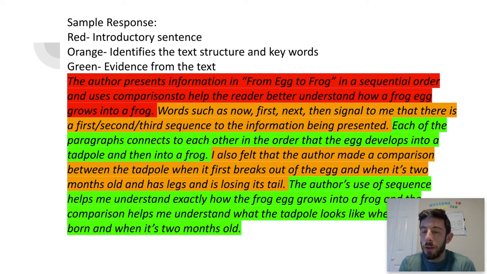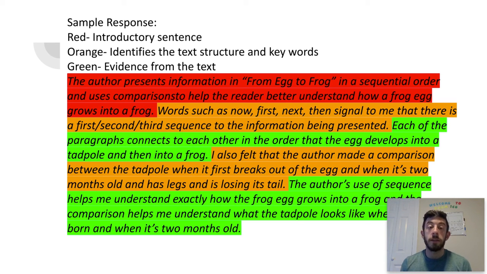Now, what I'm going to do is use identifying words in the next sentence to identify the text structure and keywords. And then in the green, my evidence from the text shows what the author is really telling me in this part. What is he showing a process of? What sequence is he showing here? So words such as now, first, next, and then signal to me that there is a first, second, third sequence to the information being presented.